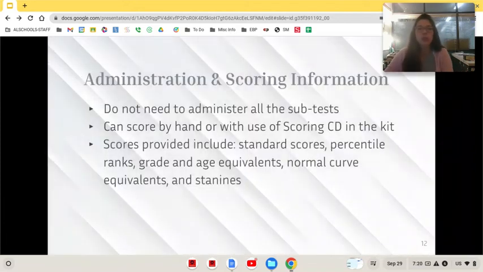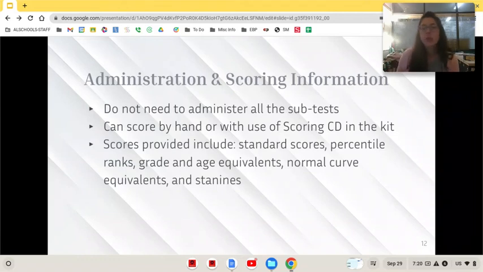Administration and scoring information. So you do not need to administer all 16 subtests. You can score by hand, however, it is not recommended. There is a scoring CD in the kit, and that is the recommended way to help prevent errors in scoring. The scores provided from the scoring are the standard score, the percentile rank, the grade and age equivalent, the normal curve equivalent, and stanines. I don't know how to say that. Stanines.